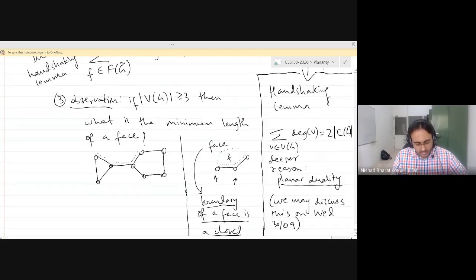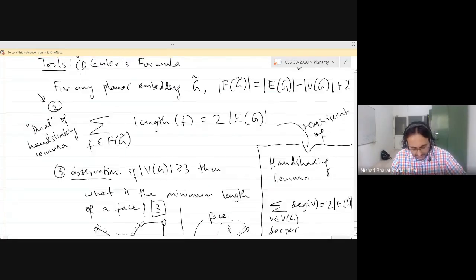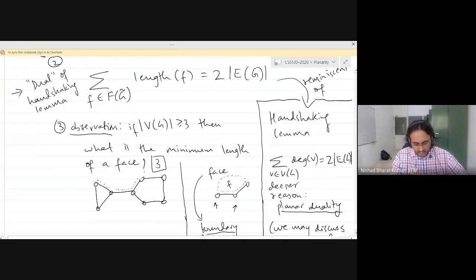So now we have these 3 facts: that the minimum length of any face is at least 3; the dual of the handshaking lemma; and Euler's formula. Can you use all these facts to prove the given formula?